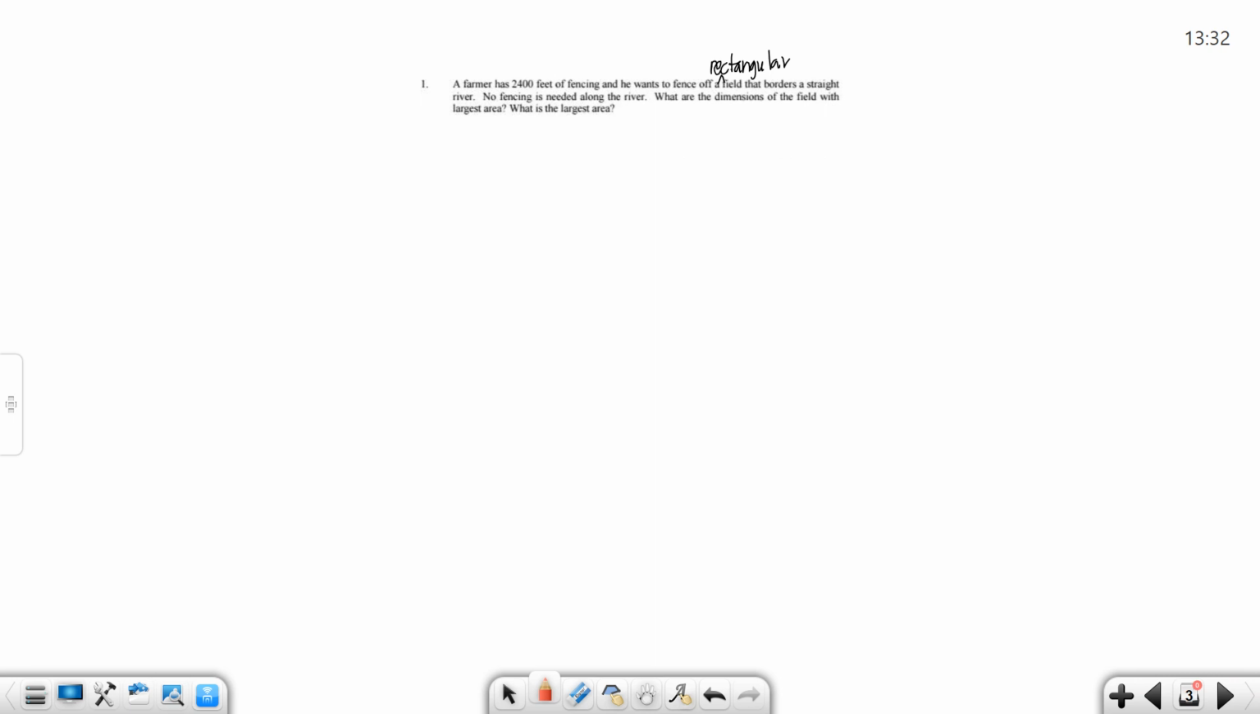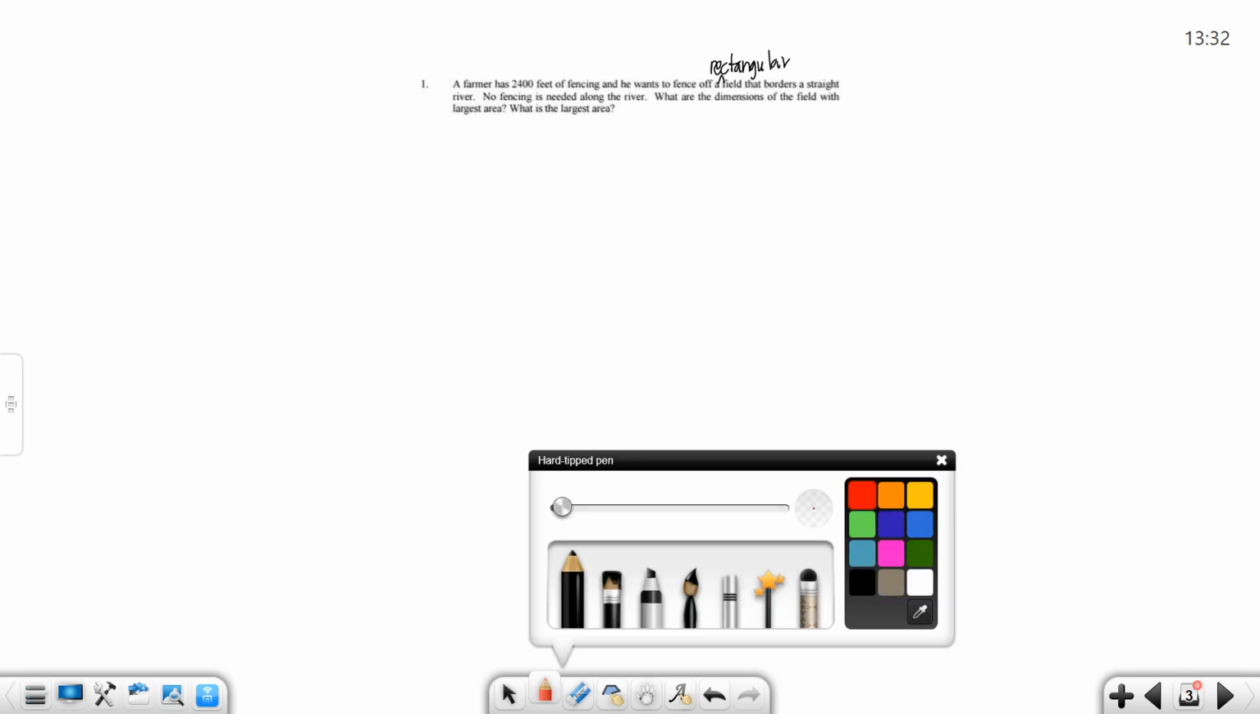Okay, so a farmer, this is number 1, a farmer has 2,400 feet of fencing and wants to fence off a field. I included rectangular there because you needed to know the shape. Unfortunately, I left that out when I typed it. So we have a rectangular field that borders a straight river. So step 1 tells us that we need to draw the picture.